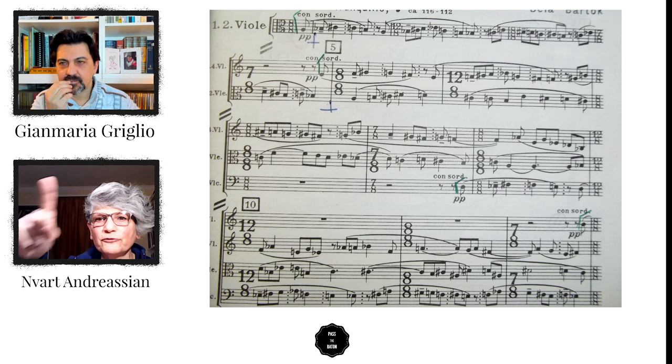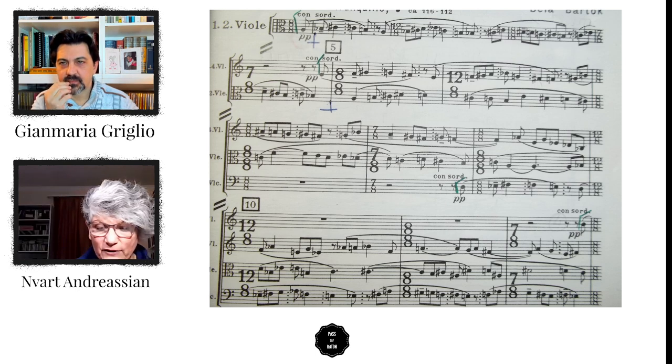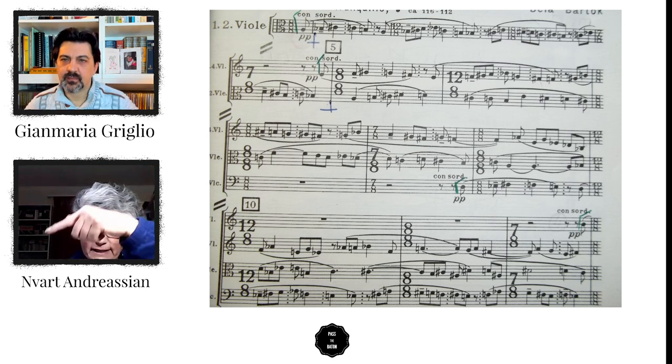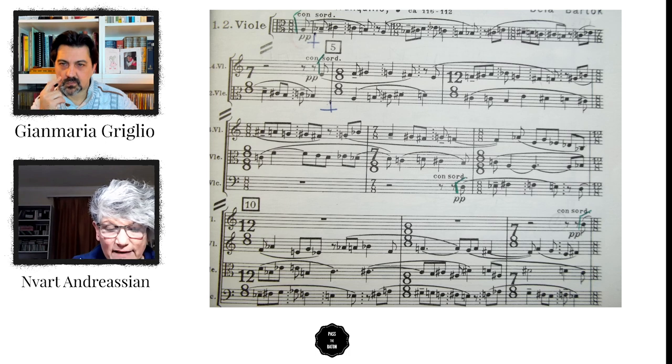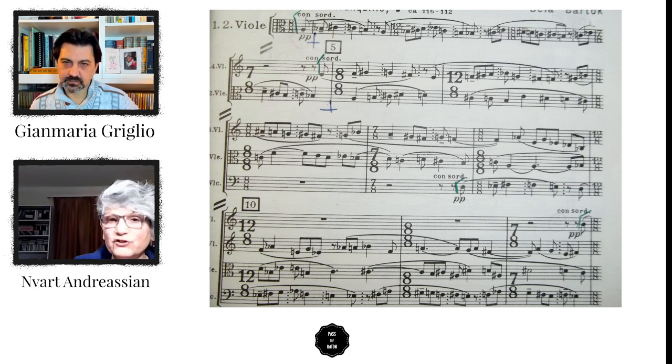Then we have the third phrase, with the end of 12:8, then the next bar 8:8, which is a kind of variation of the first two phrases, and then we have 7:8, which is the end of the idea before the transposition a fifth higher by the violins.